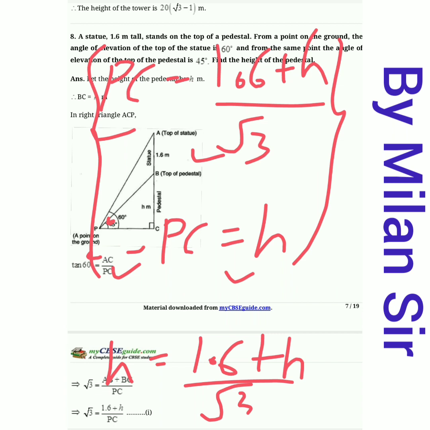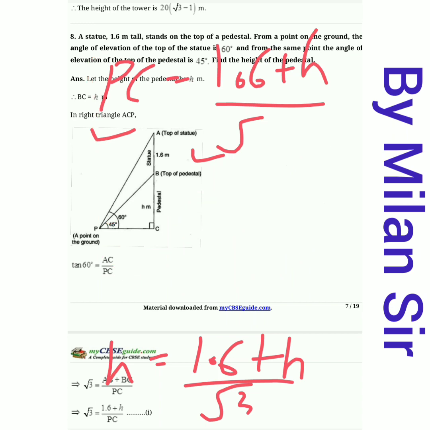Otherwise you can also consider it like that: we put the value of PC from equation 2 into equation 1. So H is equals to 1.6 plus H upon under root 3, that I have written here. Okay, we can also put the value of PC from equation 1 into equation 2. Now from here we need to find the height H.